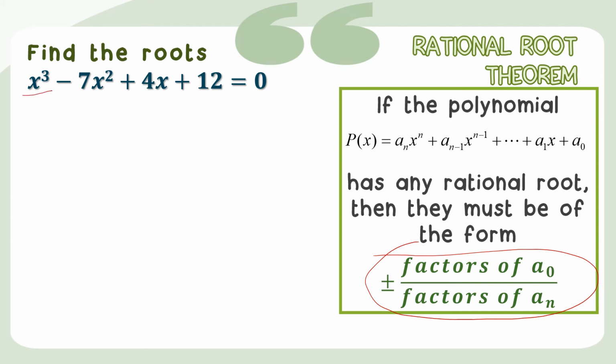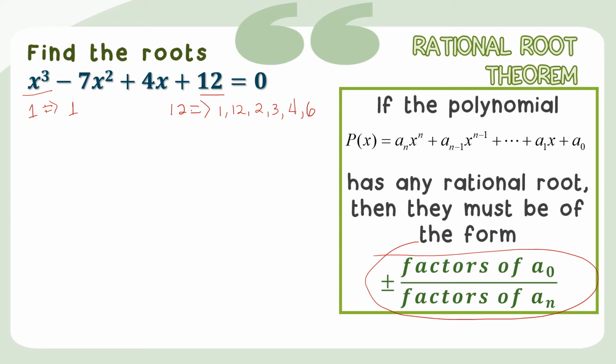Ito yung ating leading term. Ano ba ang leading coefficient natin? 1. Ano-ano ang factors ni 1? Siyempre, 1 lang. How about the constant term? Ano-ano ang factors ni constant term? Pwedeng 1, pwedeng 12, pwedeng 2, 3, 4, and 6. So, according to RRT, ratio ng factors ng constant term at saka ng leading coefficient.